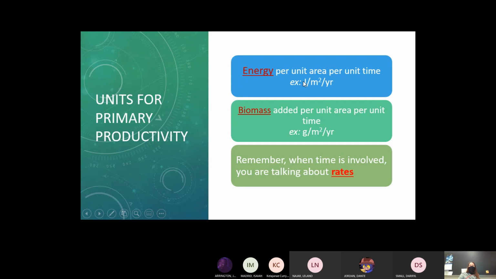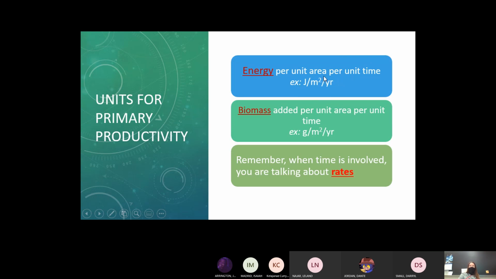All right, so joules is a measurement of energy. You could think of watts, like light bulbs, which we talk about in watts or kilowatts. Joules is just another measurement of that energy. Meters squared, meters is roughly 3 feet, so think of it that way if you need to, and then per year.